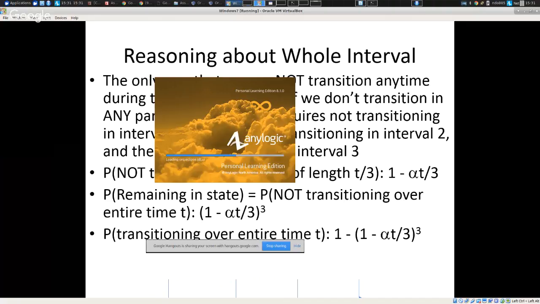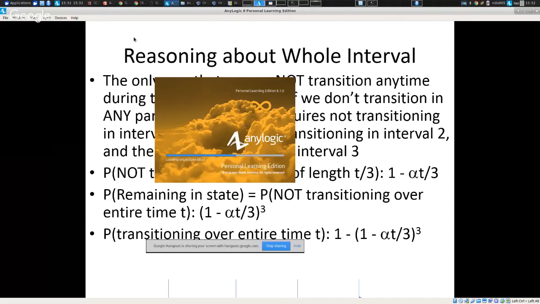Now, let me see if I can raise this intuition even further. e to the minus alpha t, what is this equal to? If we want to get rid of that minus sign, how could we write it? If you have a minus in an exponent, what is that equal to? It's 1 divided by e to the alpha t, right?